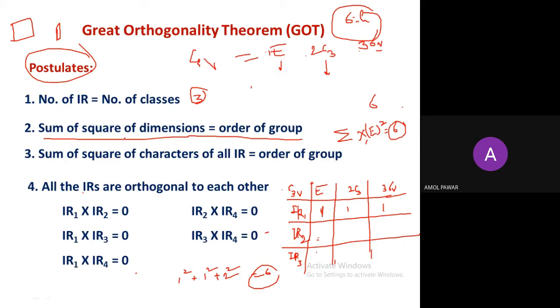Okay. Sum of squares of dimensions. And I told you the identity character can never be 0 or negative. So it is 1. Okay. Now we have the characters of identity elements for the irreducible representations. Correct. Now the third rule is sum of squares of characters of all irreducible representations is equal to order of group. Okay. Now how to write this?